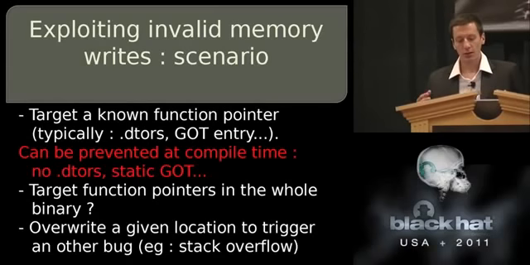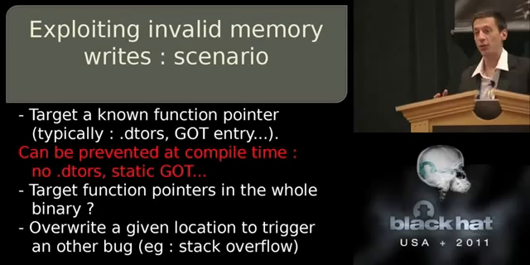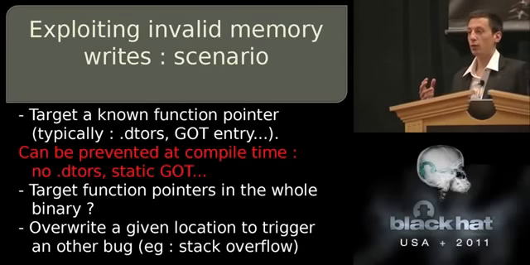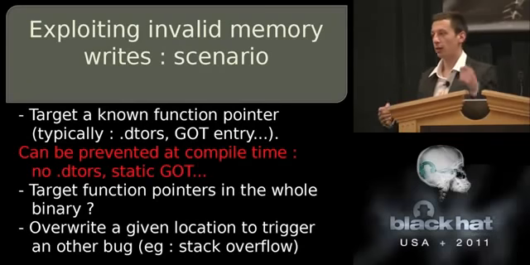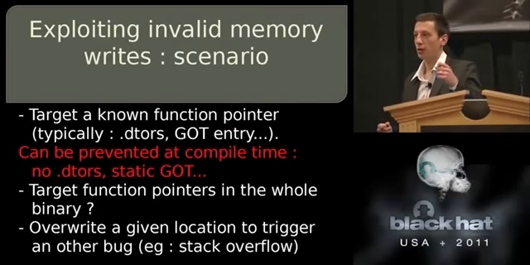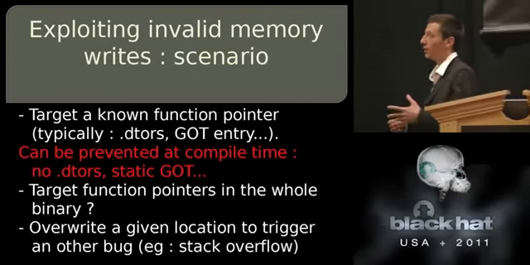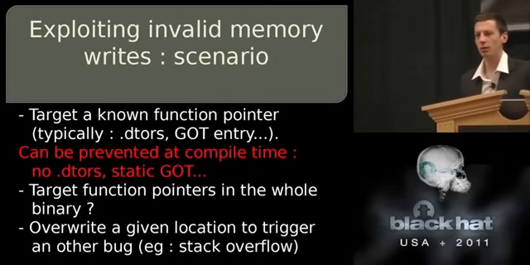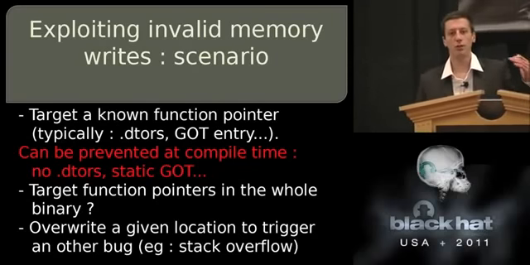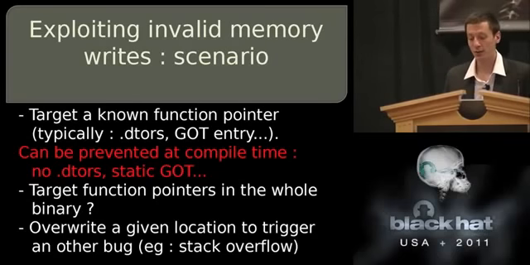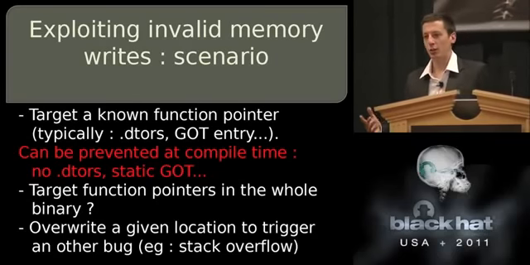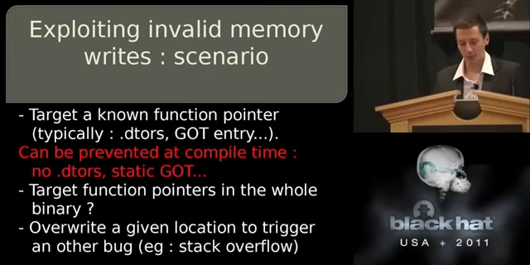Thing is, this takes a lot of reverse engineering. Typically, if you could trigger a bug which creates an invalid memory write, you would probably single step inside your debugger to try to find a function pointer being dereferenced. And if the application is pretty big, you'll just never find it. This is not scalable. So we need to find something better.